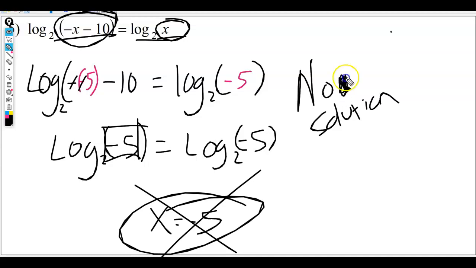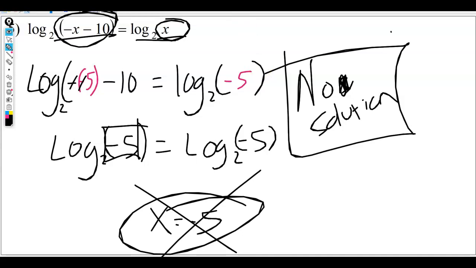Okay, that was a smudge. I'm going to get rid of that. No solution is the right answer. I want to do another example with you guys really quick just to drive this problem home.